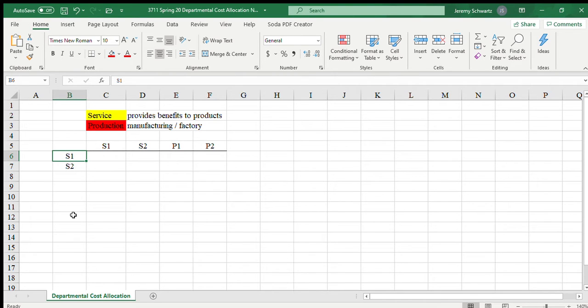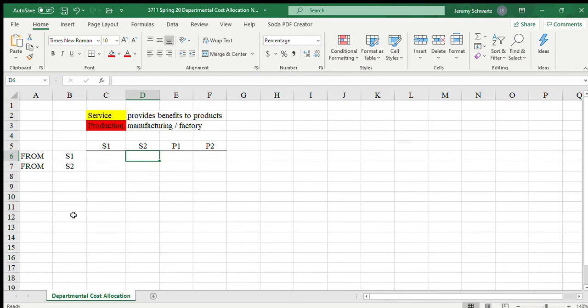Okay, in the previous video, what we did was introduce the concept of service departments and production departments. What we're going to do here is extend this to see the actual mechanism. So on the left-hand side, we have the service departments here. We could think about this as from service 1 and from service 2 to the other departments.